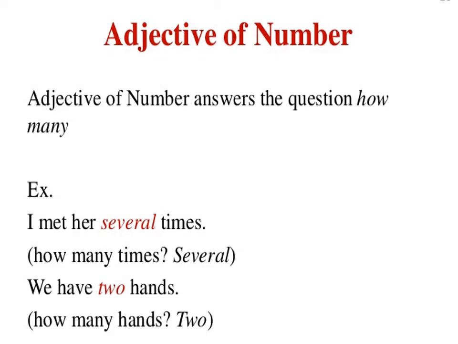There is also adjective of number. Now adjective of number answers the question how many. Remember, do not confuse it with adjective of quantity. Adjective of quantity asks the question how much, and number asks the question how many. Example, I met her several times. How many times? Several. We have 2 hands. How many hands? 2 hands.